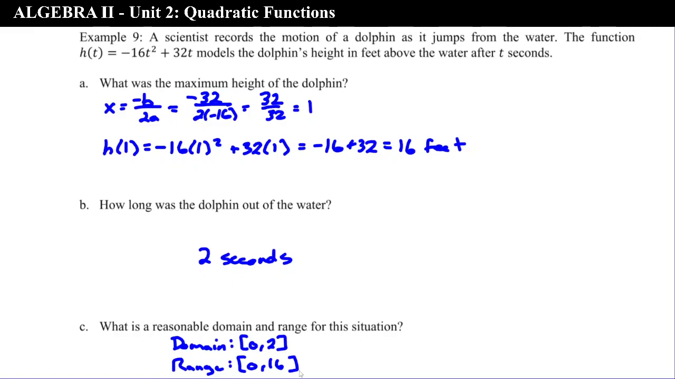So that's just a little bit of applications on quadratics and how to actually use quadratic functions in a real-world sense. Okay, so this concludes section 2-3. The next section will be on using quadratics and inequalities.